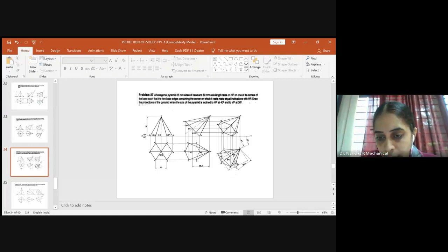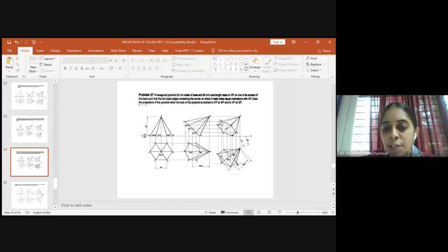So where is our point A? It is here. So the locus of A is meeting A1 dash at this point. So this is our A dash. Locus of B is meeting B dash at this point. So this is our B dash. Locus of F is meeting F dash at this point. So this is our F dash. Locus of E is meeting E dash at this point. So this is our E dash. Locus of D is meeting D dash at this point. This is our D dash. Locus of C is meeting C dash at this point. So this is our C dash.